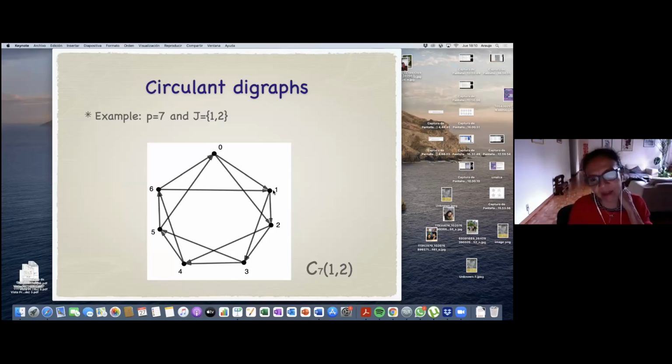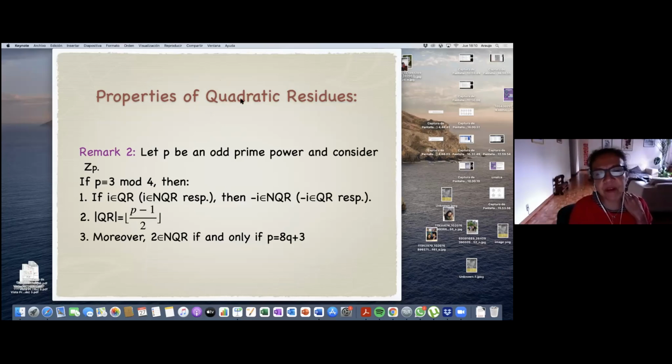And I have the distance is 1, and here the distance is 2, and this is the circulant digraph with this example. Here, I use the properties of quadratic residues also, but in this case, the primes are congruent with 3 modulo 4, and here the situation is different. If I have a quadratic residue, the negative is not a quadratic residue. I have the double of the quadratic residues here, and moreover, also 2 is a non-quadratic residue if and only if P has these properties or has this characteristic.